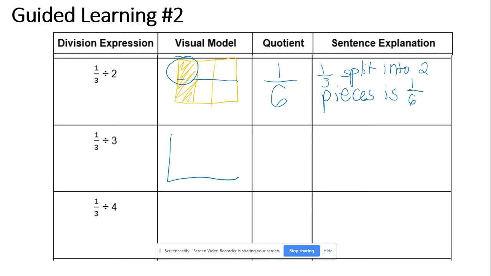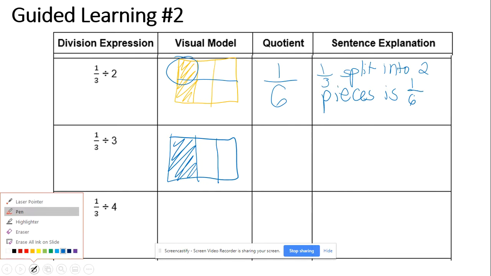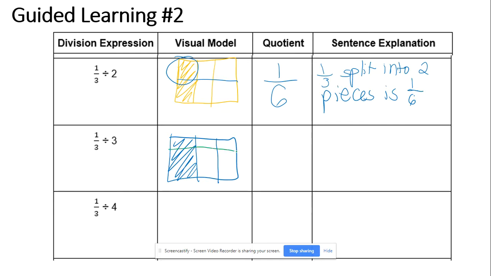All right, 1/3 divided by 3. We're splitting this into thirds, shading one of them. Now we're going to divide by 3. So we want to make 3 equal groups. Let's see, each group is going to be getting 1 out of 9 parts. 1/3 divided by 3 is 1/9. So 1/3 split into 3 pieces is 1/9.